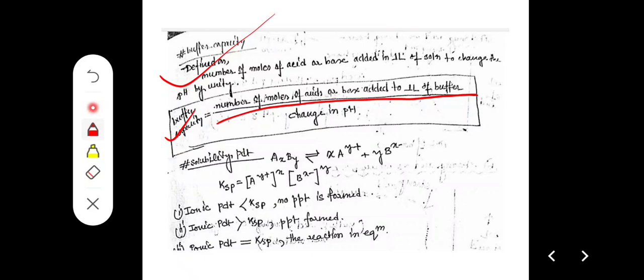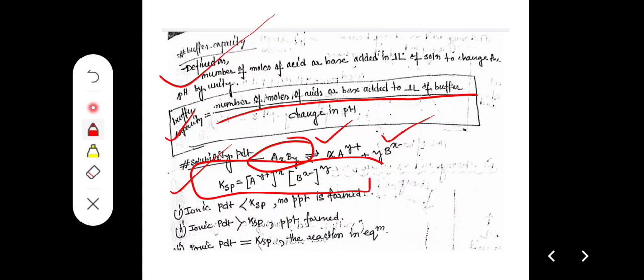Now we consider solubility product. Suppose AxBy is a general formula of a compound, where x A^y+ and y B^x- are there. Their solubility product is Ksp. Ksp equals [A^y+] to the power x, where x is the coefficient of A^y+ and y+ is the charge of A. So we get Ksp equals [A^y+]^x times [B^x-]^y.